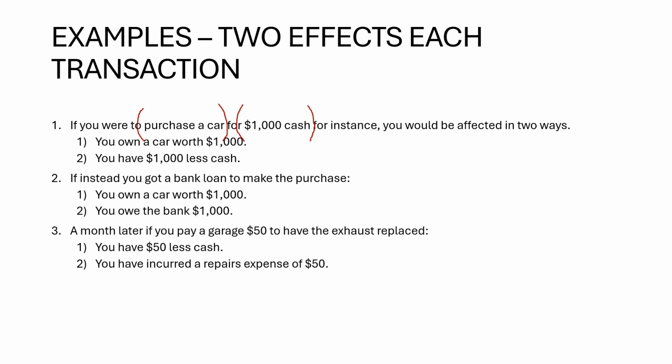So owing the bank $1,000 is called loan payable, is a liability, and is recorded on the credit side. Another example, paying for a car repair of $50. In this case, there is an increase in expense, paying a garage. So that's the first one, an increase in expense, and the expense is a debit called repairs expense. And the second one is a decrease in cash. So this $50 is used to pay off this expense. In this case, you paid $50 to the garage, which is a decrease in cash, therefore it is recorded on the credit side.